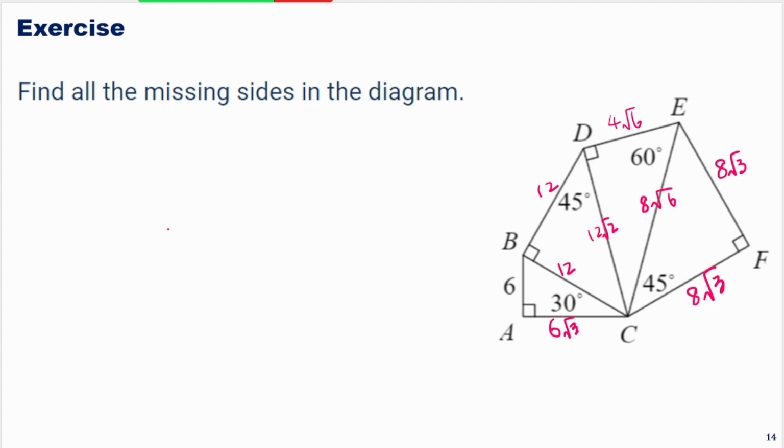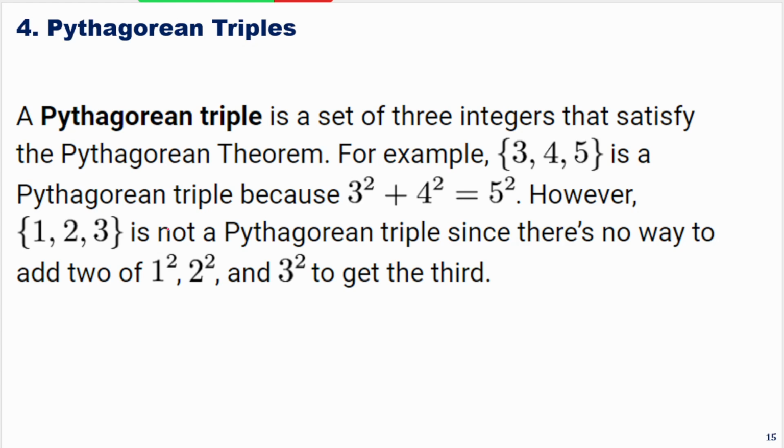No. Okay, then another concept you need to know is Pythagorean triples. A Pythagorean triple is a set of 3 integers that satisfy the Pythagorean theorem. For example, 3, 4, 5 is a Pythagorean triple because 3 squared plus 4 squared equals 5 squared, right? On the other hand, 1, 2, 3 is not a Pythagorean triple since there's no way to add 2 of these 3 numbers to get the third. So very straightforward concept, right?